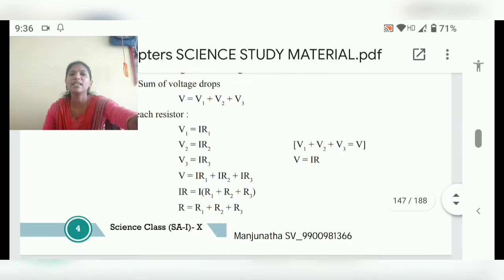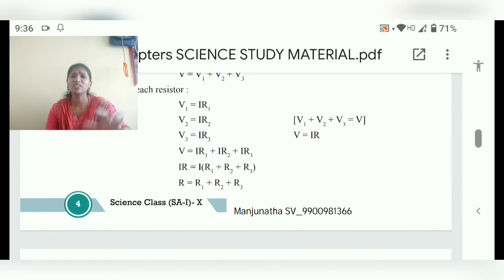Or we can write V is equal to, where I is common everywhere, so we take it out. Then V is equal to IR, according to the formula, so R is equal to R1 plus R2 plus R3, and both will be equal. Understood? This is what it is telling.